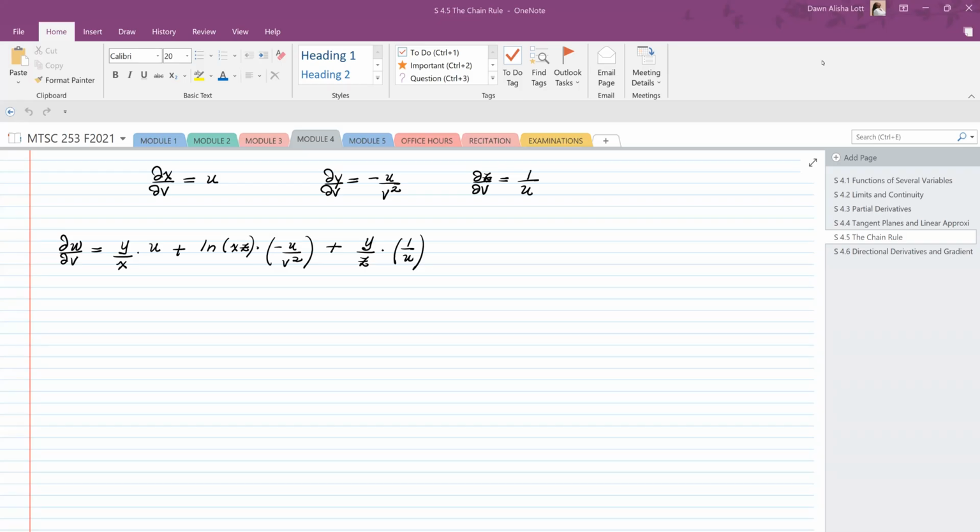Okay, so we've been looking at implicit differentiation. No, we've been looking at the chain rule. So now I want to do a problem.